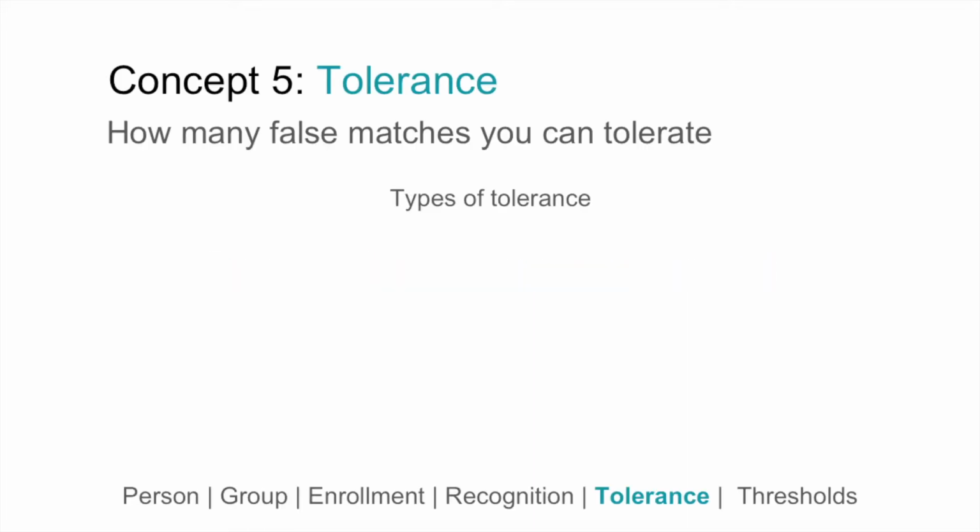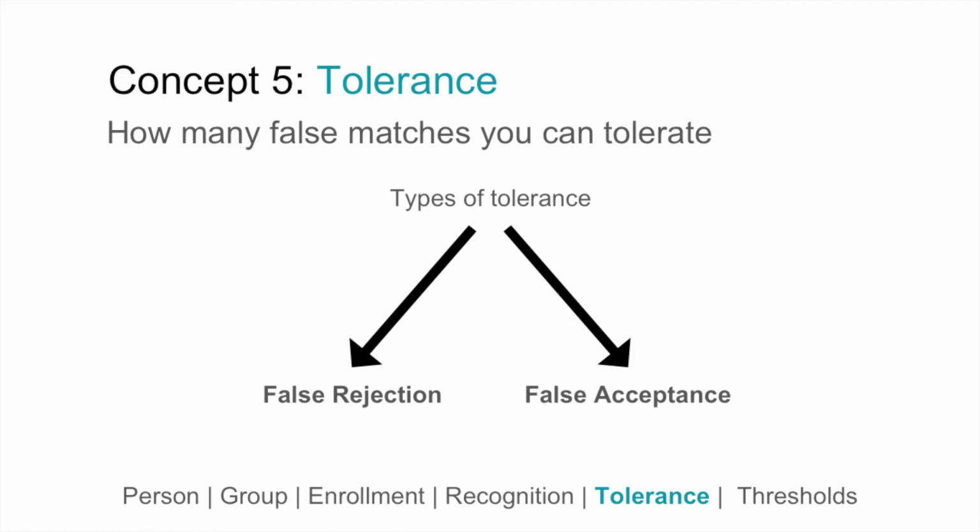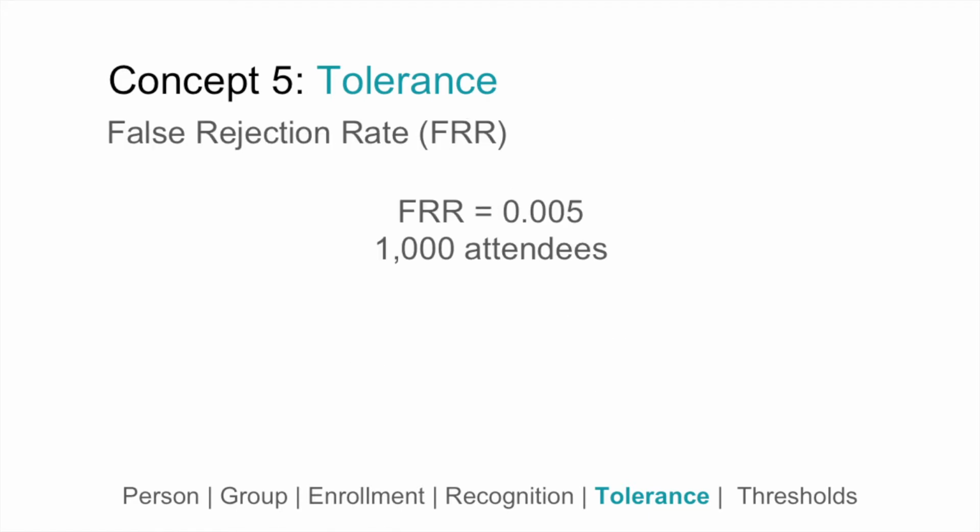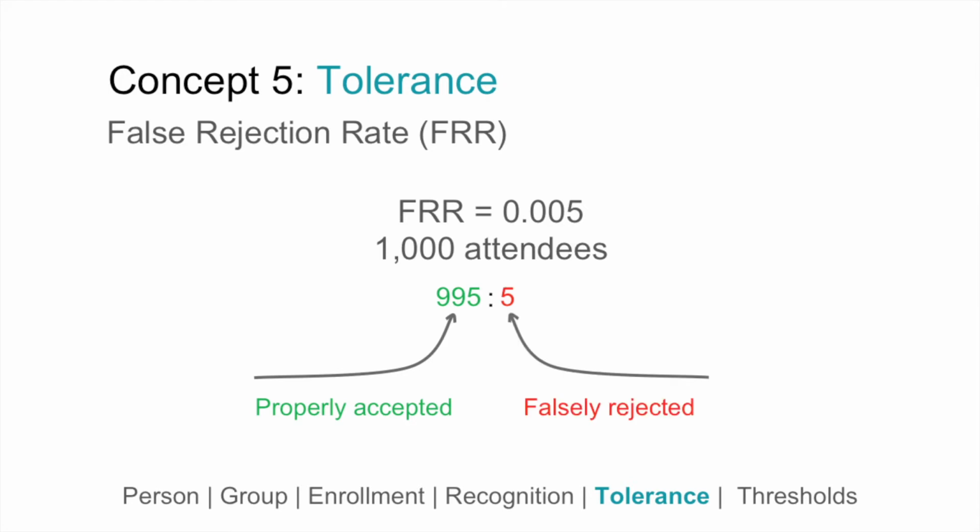There are 2 types of tolerances in any system that can recognize people: the false rejection rate and the false acceptance rate. To illustrate the false rejection rate, a false rejection rate of 0.005 or 0.5% means that for every 1,000 registered attendees that try to check in, 995 of the attendees will be checked in very quickly. The other 5 of them will not be automatically recognized.